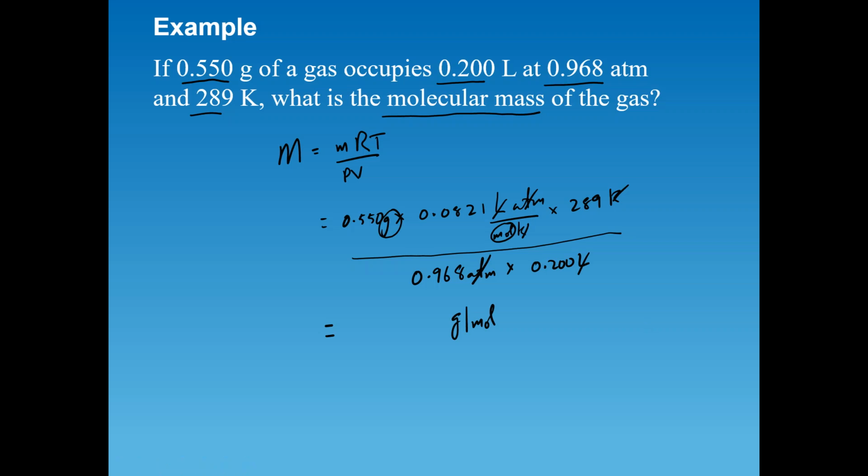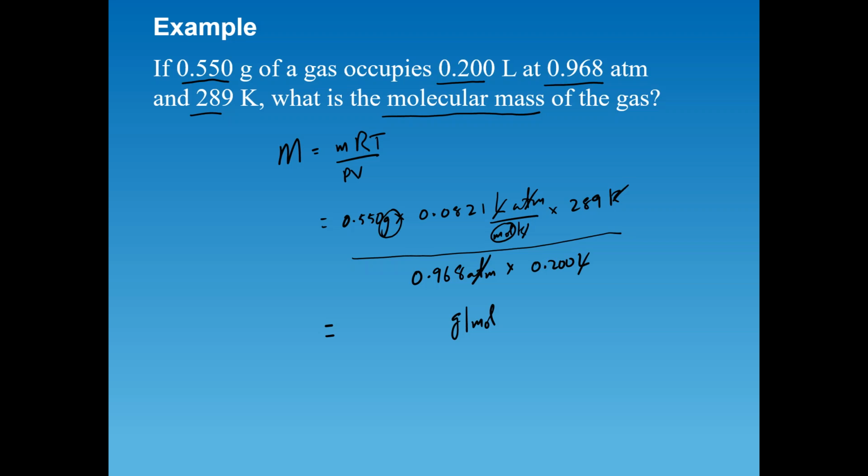So 0.550 times 0.0821 times 289 divided by 0.968 times 0.200.